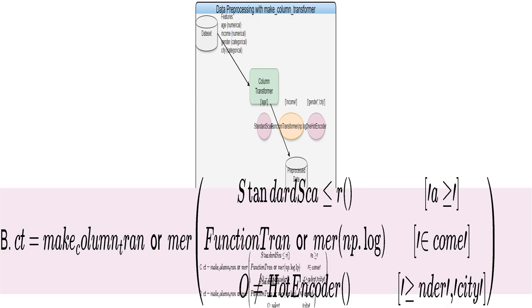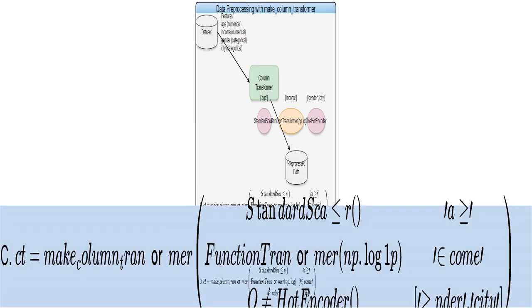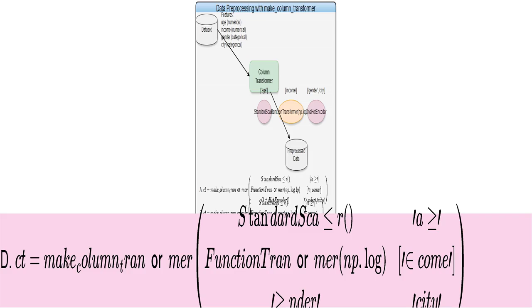This is incorrect because it uses np.log, which will fail if any income values are 0. This is incorrect because it provides age as a string, not a list, to StandardScaler. It's bad practice, although it might sometimes work. This is incorrect. It has the same string list problem with age as option C, and also incorrectly specifies gender and city in one hot encoder.